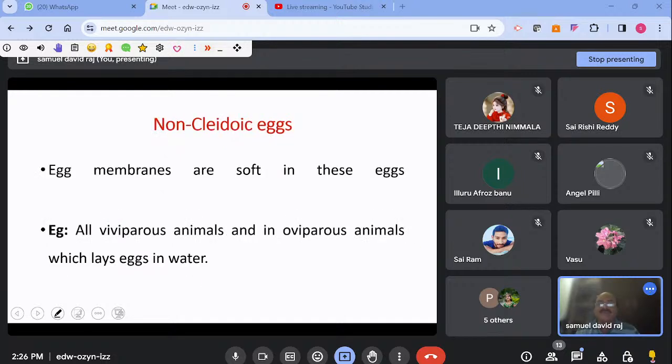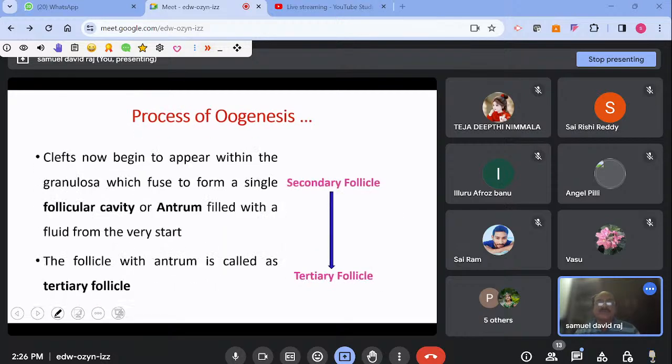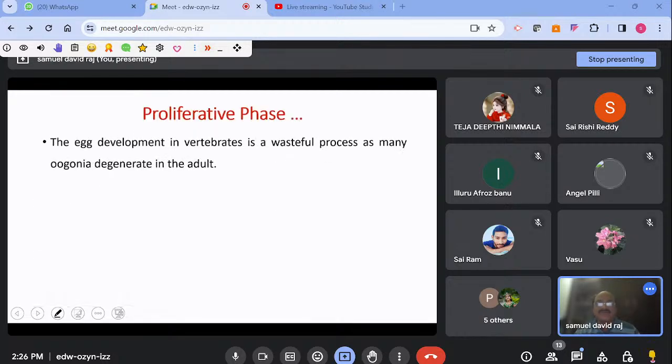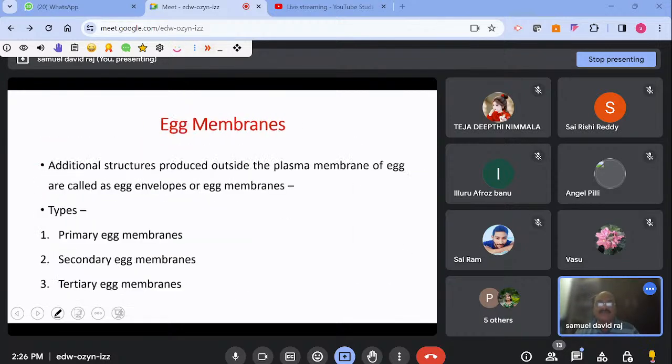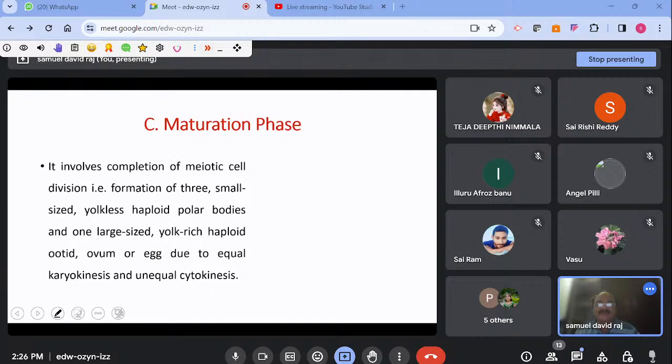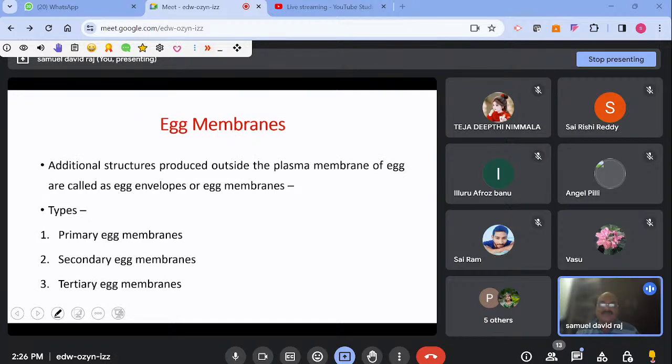And the other one, where the shell is absent and the egg membranes are very soft, is called non-cladoic eggs, exemplified by all those that give birth to the young directly, or all those which lay eggs in water. Okay, so with this brief introduction, we already have discussed the process of oogenesis. That's why I'm skipping it.